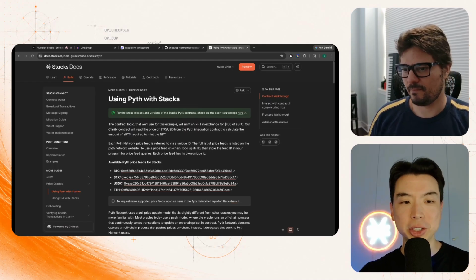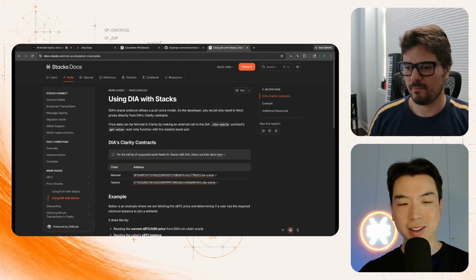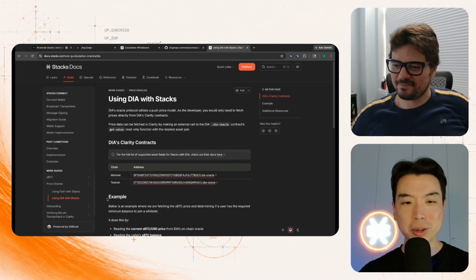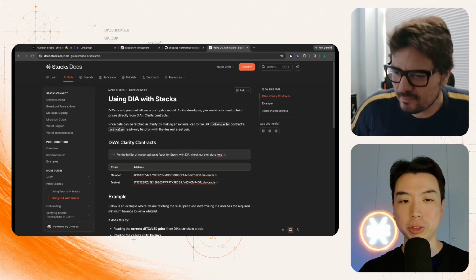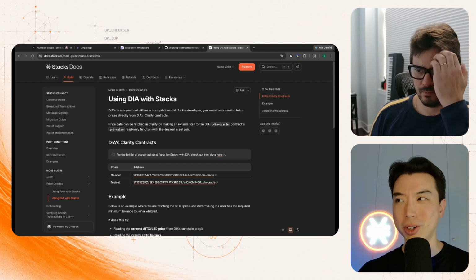In the Stacks documentation, there is a guide for using both Pyth or Dia, whichever one you like. And I'm pretty familiar with the flows for both of these because I wrote these guides. And also props to you, Rapha, because you were also inspirational for me writing up this Dia guide too. I think this was about a year ago or something.